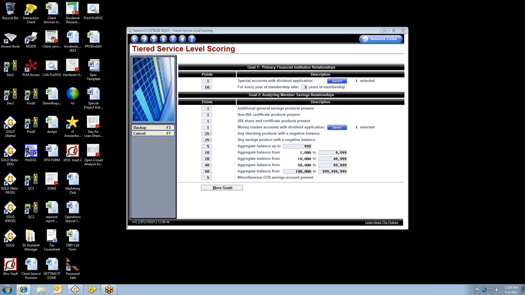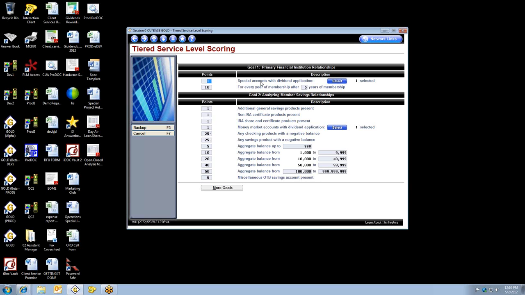Recently, most credit unions have really drilled down on the lending portion of tiered services, so they would score or give more points for the lending portion of the points that can be assigned, so that they're promoting that behavior within their membership. In many cases, you could assign a number of points for a certain aggregate balance of loans, so that you can ensure that the higher loan balance they have with your credit union, the more points they would receive on a monthly basis.